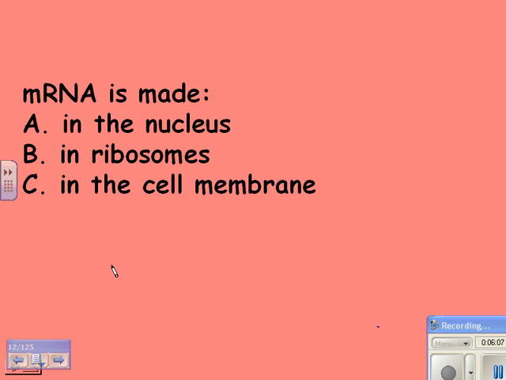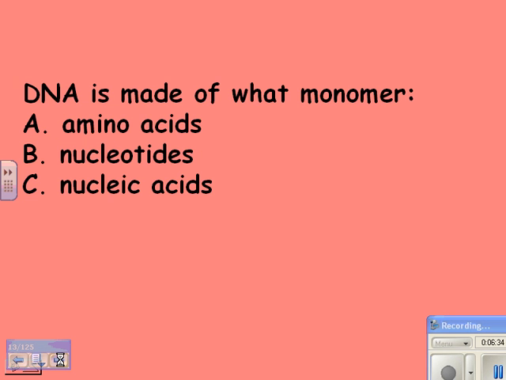So messenger RNA is made where? Messenger RNA is actually made in the nucleus because remember DNA makes RNA and then the RNA makes protein. But if you remember that DNA makes RNA, the DNA is stuck in the nucleus, so the RNA is actually made in the nucleus and then the RNA leaves. Proteins are made in ribosomes, and so that's outside the nucleus.